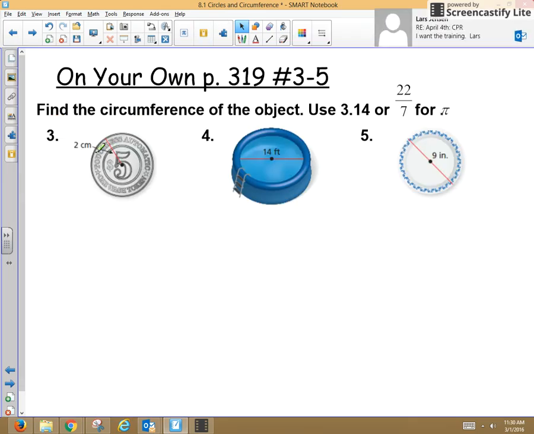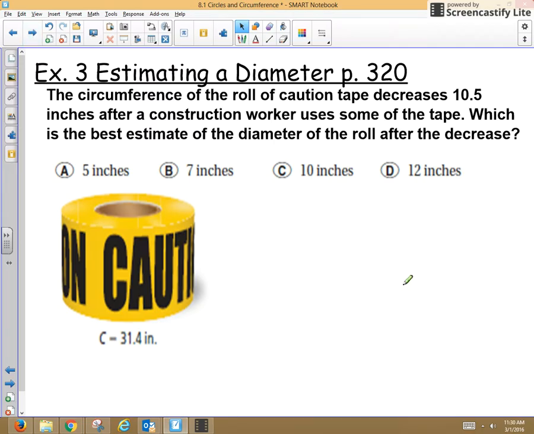Now I'd like you to try on your own 3 through 5. Example 3 is estimating a diameter. The circumference of the roll of caution tape decreases 10.5 inches after a construction worker uses some of the tape. Which is the best estimate of the diameter of the roll after the decrease?